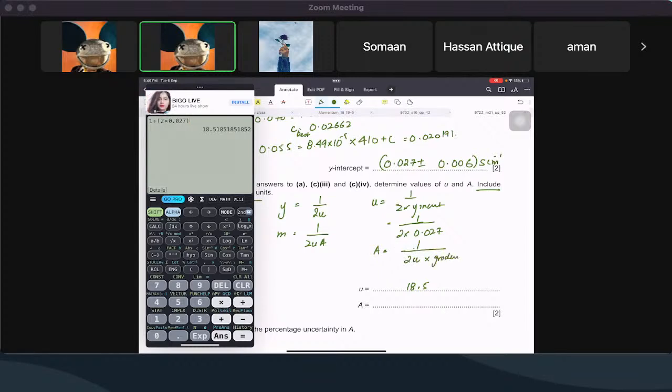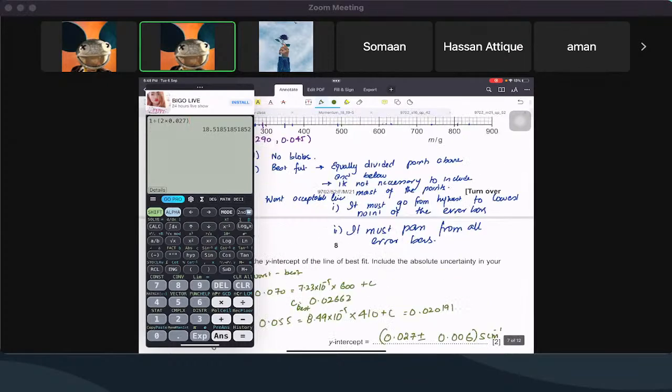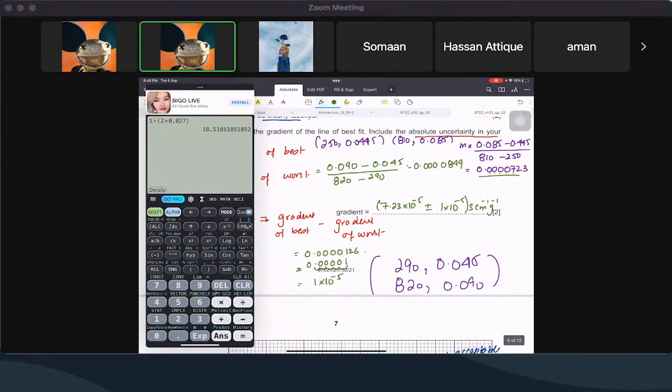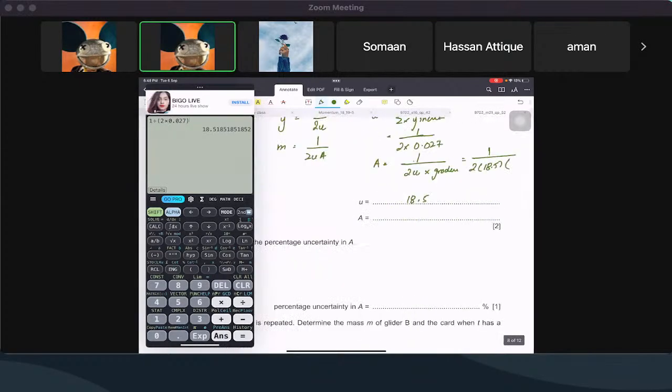So 1 upon 2 times 18.5, and then divided by the gradient value, which was 7.23 times 10 raised to minus 5. Please write it on the other side, because I didn't expect it to be this big. 1 divided by 2 times 18.5 times 7.23 times 10 raised to power minus 5. So this is going to be 374. Okay, so 3 significant figures here.